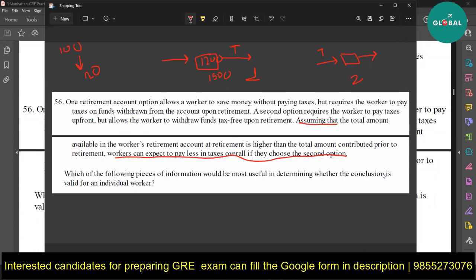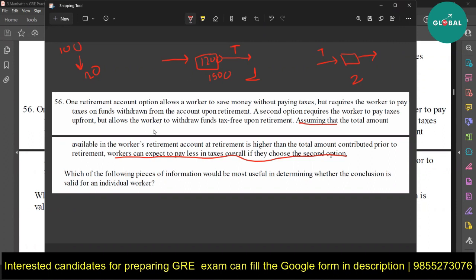Yes, it is actually already written: the worker's account at retirement is higher than the total amount contributed prior. Is this the assumption? No, this is not. If he writes something, that is not the assumption. You have to think of this as correct. Whatever he's saying is correct.